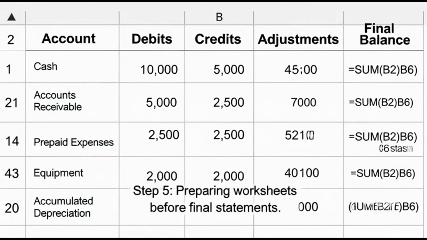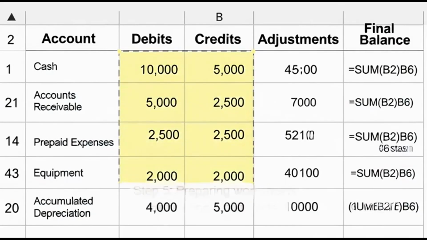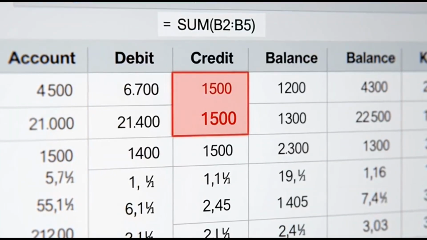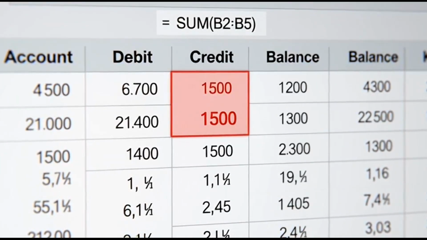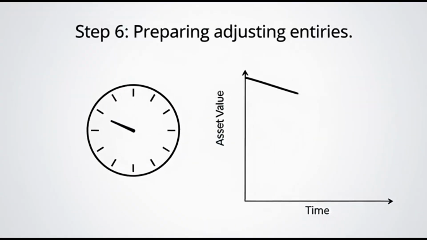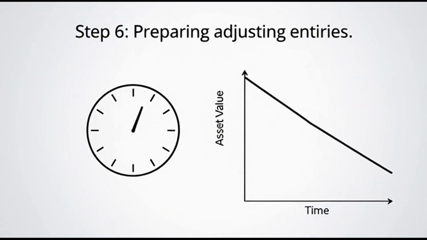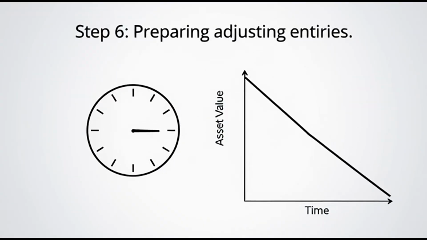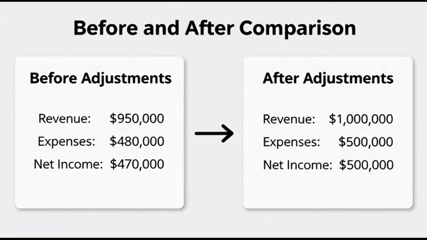Step 5. Preparing worksheets before final statements. Worksheets help identify errors and pending adjustments. Step 6. Preparing adjusting entries. Adjustments ensure accurate financial reporting.